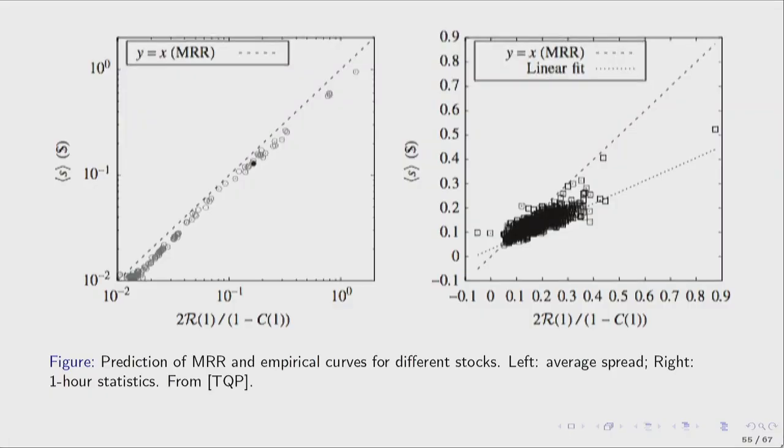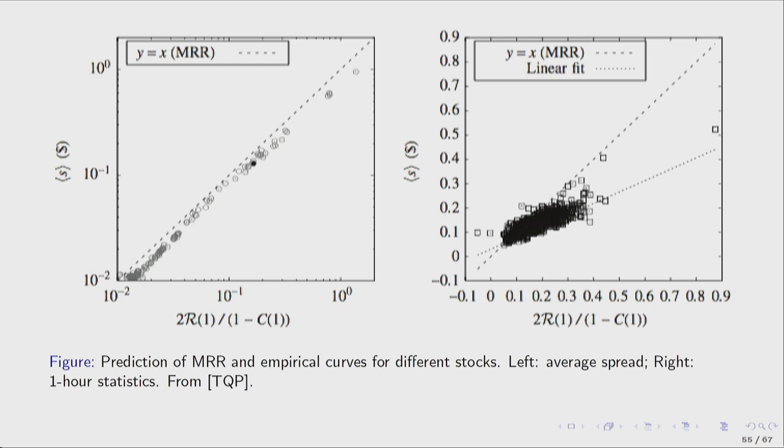So what do we see here? The average spread on a day, and the average of this quantity on a daily level, putting all data from a day together, and it seems to work okay. It's not perfect, but not bad. The problem comes if you look at shorter time scales. That's what you see on the right hand side. It's exactly the same thing that we are plotting, but not at daily level, rather one hour statistics, so in smaller windows. And you see that there it breaks down.